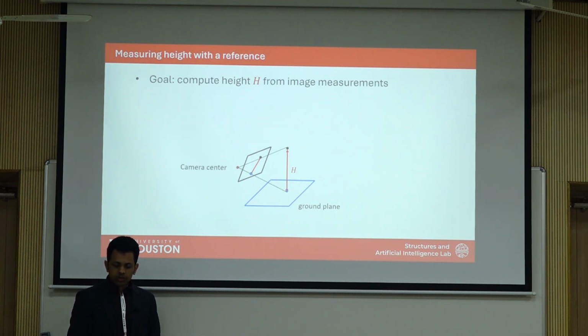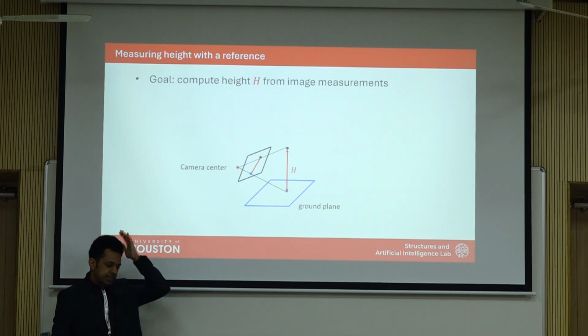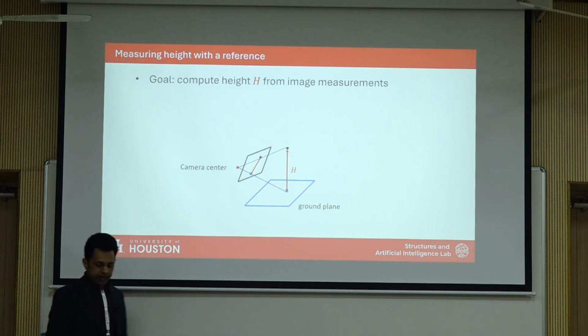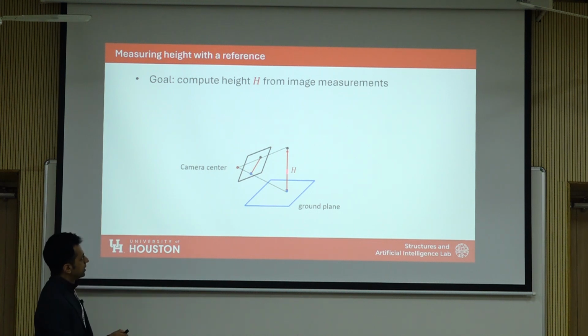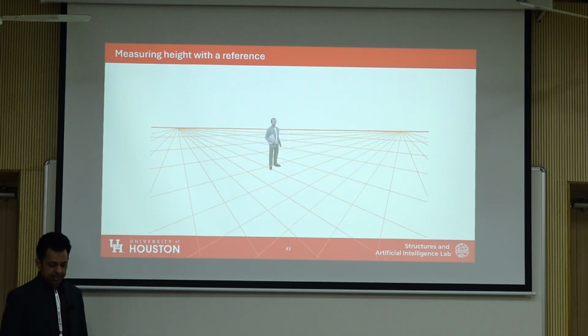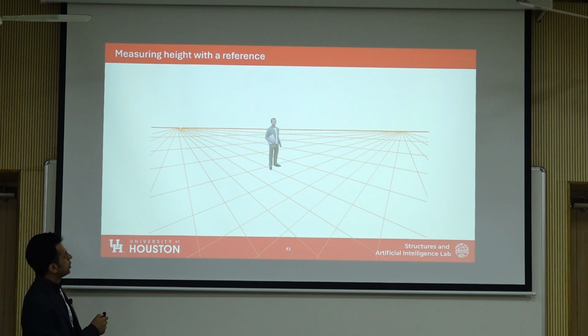Okay, so how can you use these vanishing points and the calibration to do something useful? Say we want to measure height with some reference. Now we have a camera center, we have a ground plane, we have this object, and then we have its projection onto this image. Say we have some reference like this person, and then we have these parallel lines which are intersecting, so you can see 2 vanishing points.